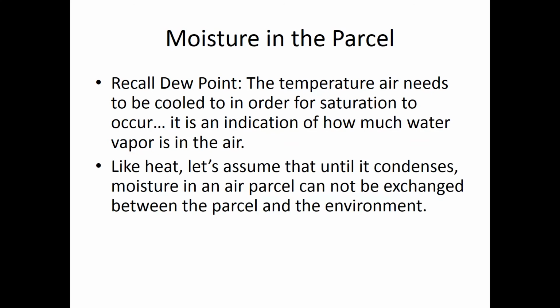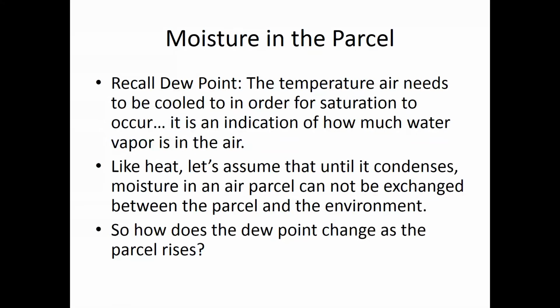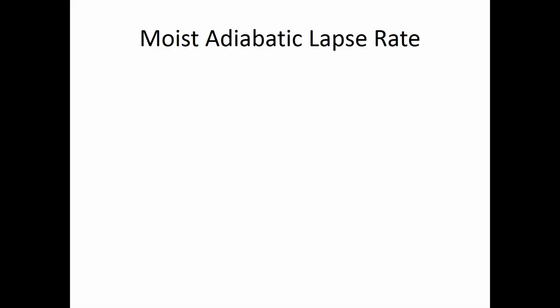Just like heat, let's assume that whatever's in the parcel stays in the parcel until it condenses. We'll worry about that more later though. For now, just whatever's in the parcel stays in the parcel. Now, as a parcel of air rises, the dew point really doesn't change much. Why? Because moisture isn't leaving the parcel. Now, with that said, because of decreasing pressure, the dew point temperature actually does drop 2 degrees Celsius per every 1,000 meters. You'll look at that in this week's activity, but I just want you to keep that in the back of your head. Because moisture doesn't leave the parcel, the amount of moisture in the parcel doesn't change.